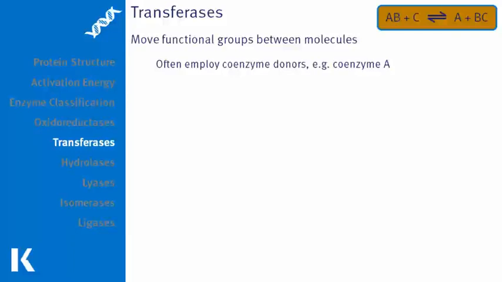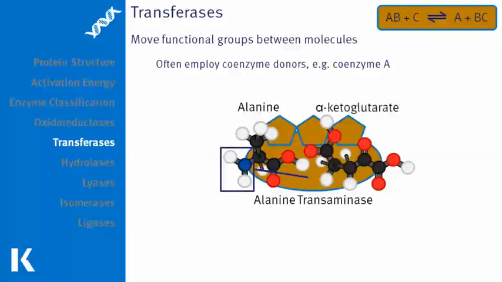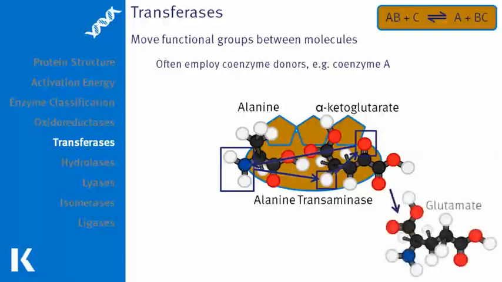A transferase could catalyze this reaction. A transferase could work like this. Here we have an alanine loaded into the active site of an alanine transaminase. We have this amine group on the left side of the alanine being transferred to the left side of the alpha-ketoglutarate, and an oxygen from the alpha-ketoglutarate takes the place of the amine group on the alanine. As a result, we get glutamate and pyruvate.